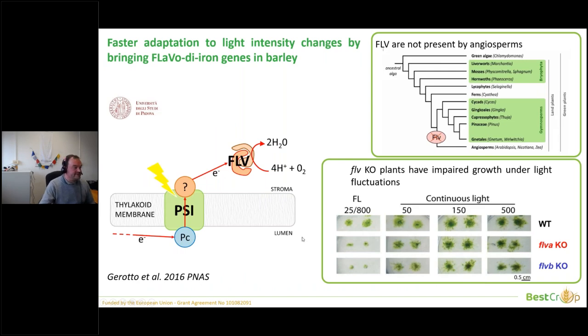One of these genetic engineering strategies will be used, for instance, to introduce, in collaboration with our partner at the University of Padua, Tomas Morosinotto, a flavodiiron protein taken, for instance, from Physcomitrella and bring it into higher plants. And there are already data in model organisms that clearly show that the introduction of those flavodiiron proteins makes plants better adapted to fluctuating lighting conditions and even to drought conditions.